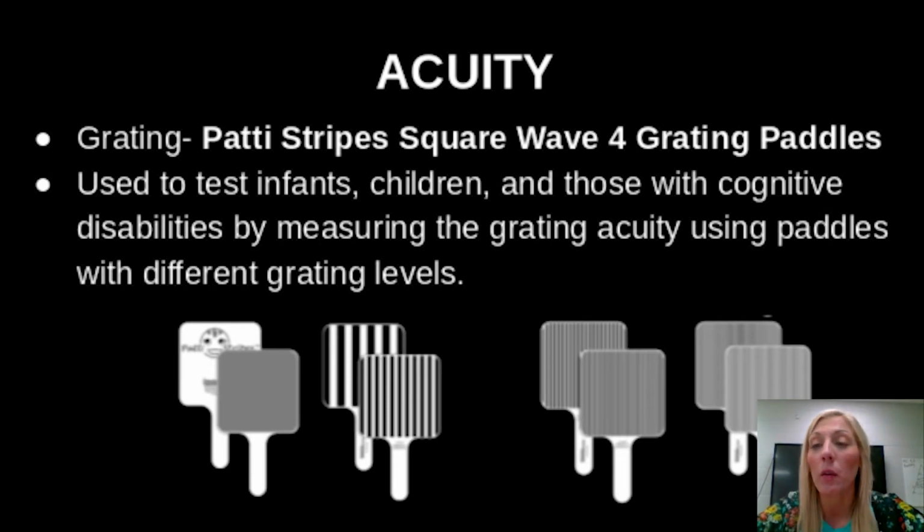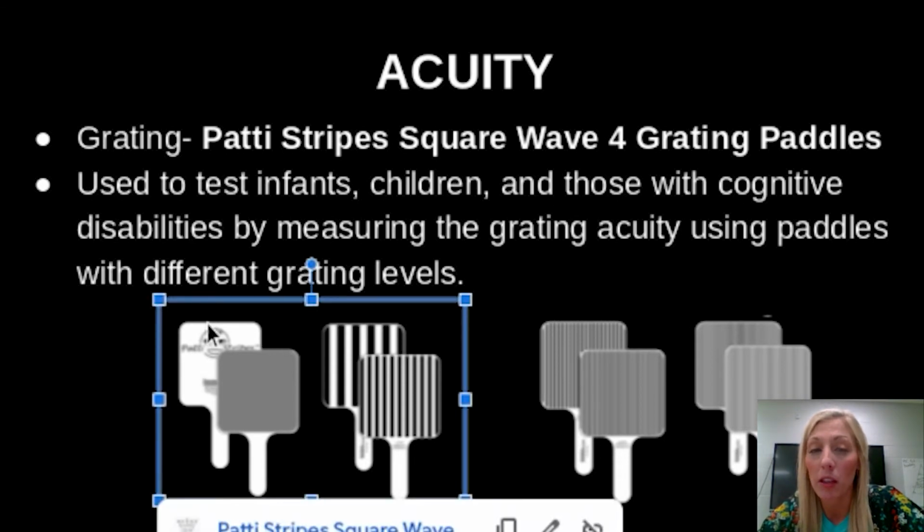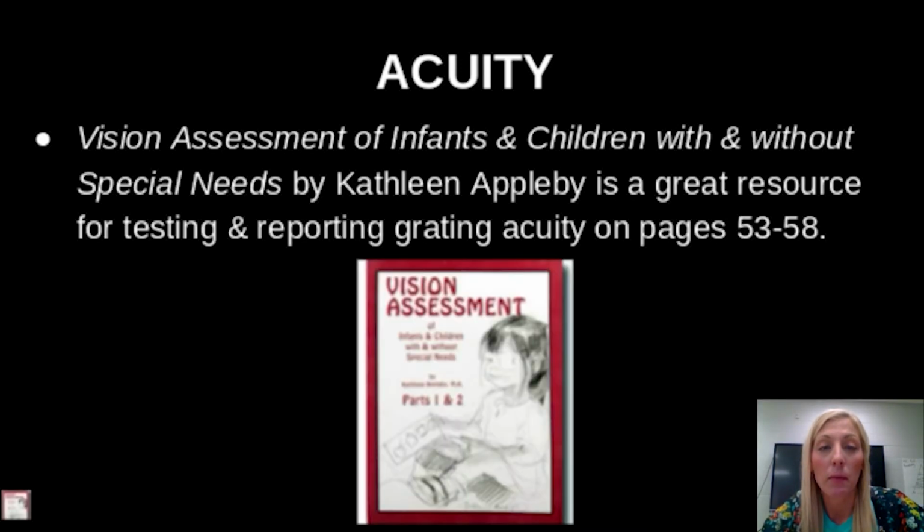Okay, so for acuity, when we have a student for whom all of the charts that we just discussed are not an option, especially sometimes it's easier to use this with infants or children who have severe cognitive disabilities as well, we use the Patty Stripe Square Wave 4 grading paddles. We just call them the Patty paddles, but that's the formal name of them. And they look like this in the picture. And again, if you click this, you can get the link to where to purchase them from. So with a student like this, let me go to the next slide for you.